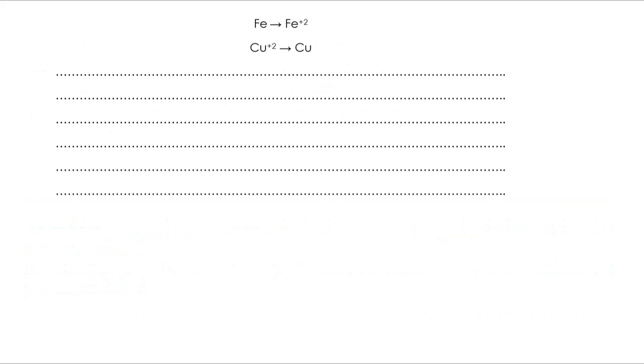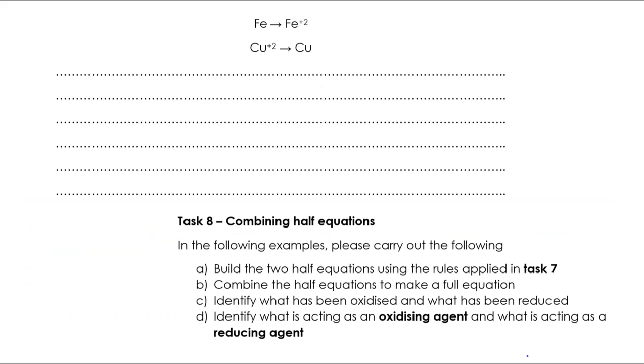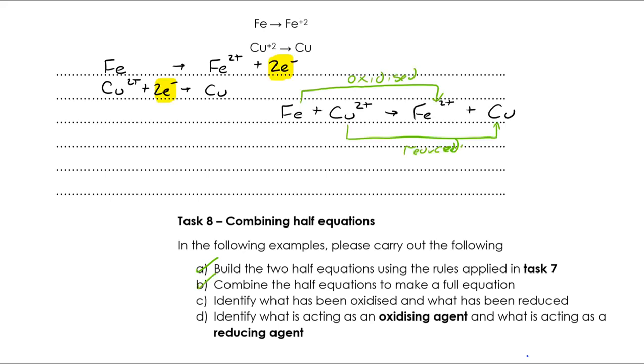And I'm going to bring the rules up once again. So I'm going to build the 2 half equations, and that is going to be Fe to Fe2+. Well, I need the 2e- to balance it. On the Cu2+ to Cu, I need 2 electrons on the left to balance it. Now, what I can next see is that I've got 2 electrons in each of them, so I don't need to do any multiplying up. I can simply combine them as they are.